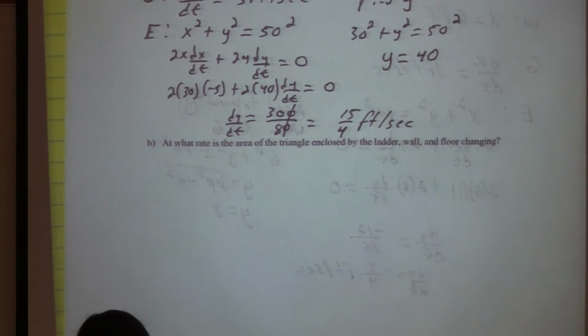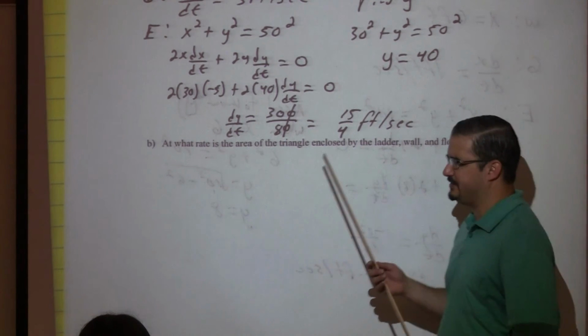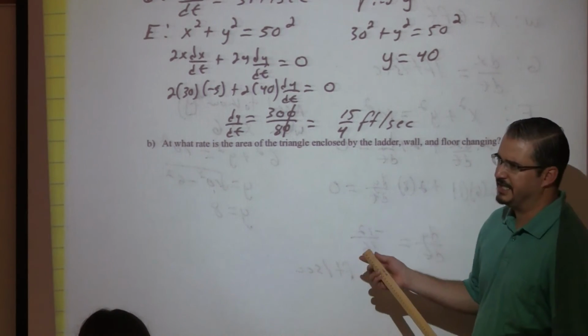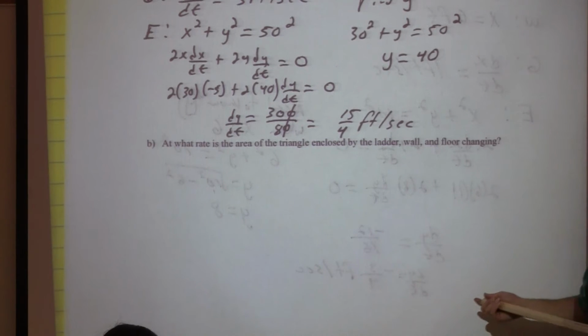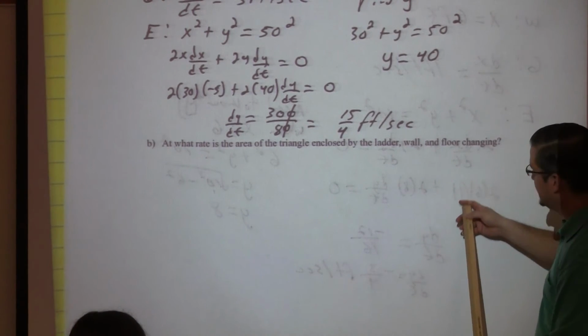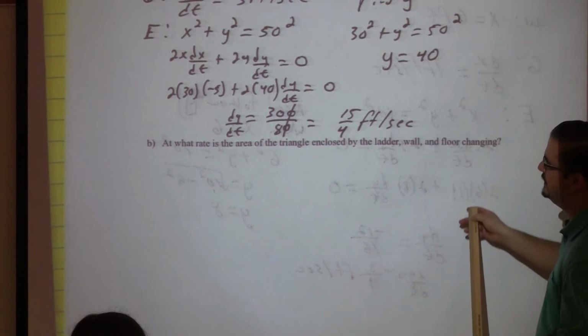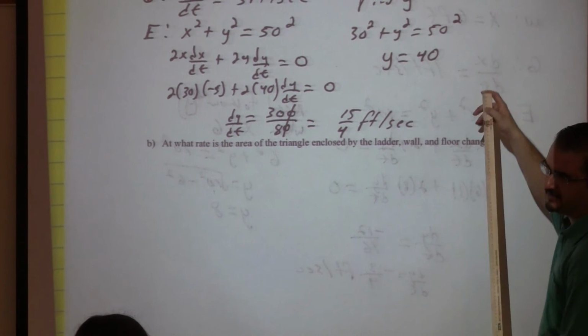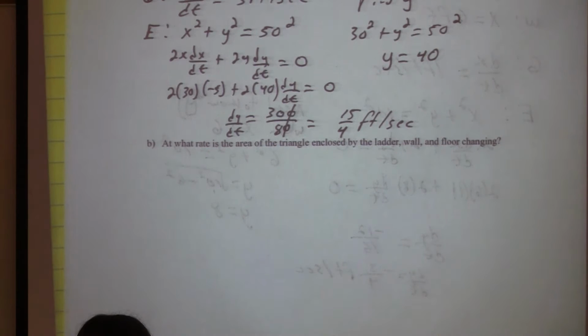So more or less as a decimal, what would it be? How many 4s go into 15? 3, so 3 point something? So he pushes it at 5 feet per second, but the ladder's only going up at a rate of what? 3 and three quarters, 3.75 feet per second. Okay? Cool?